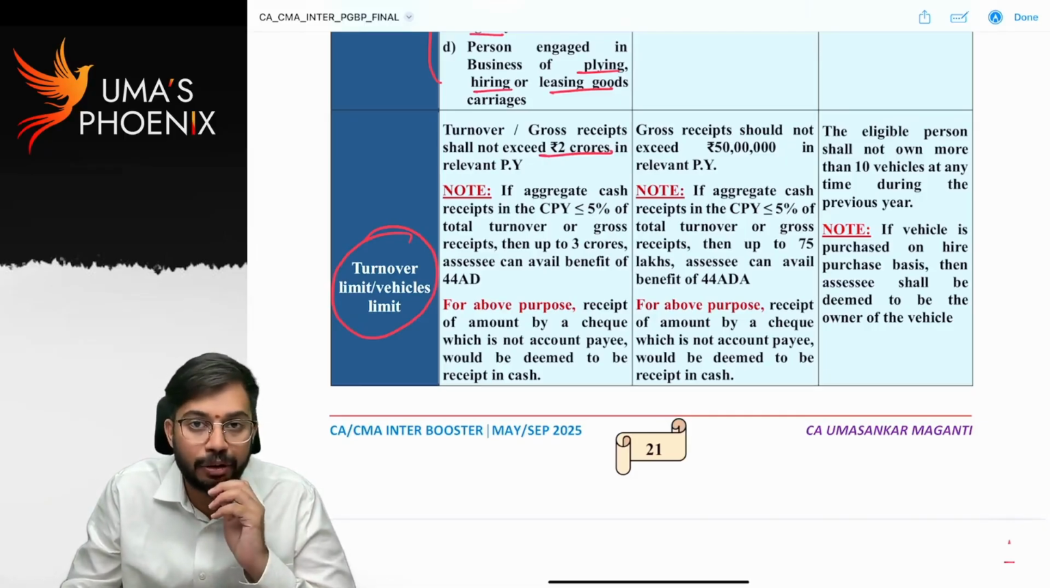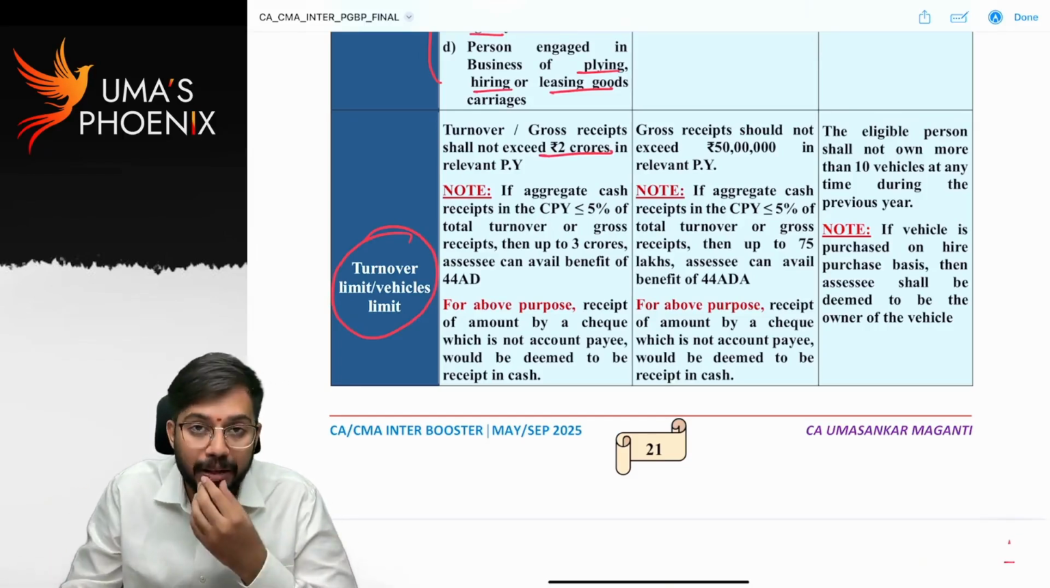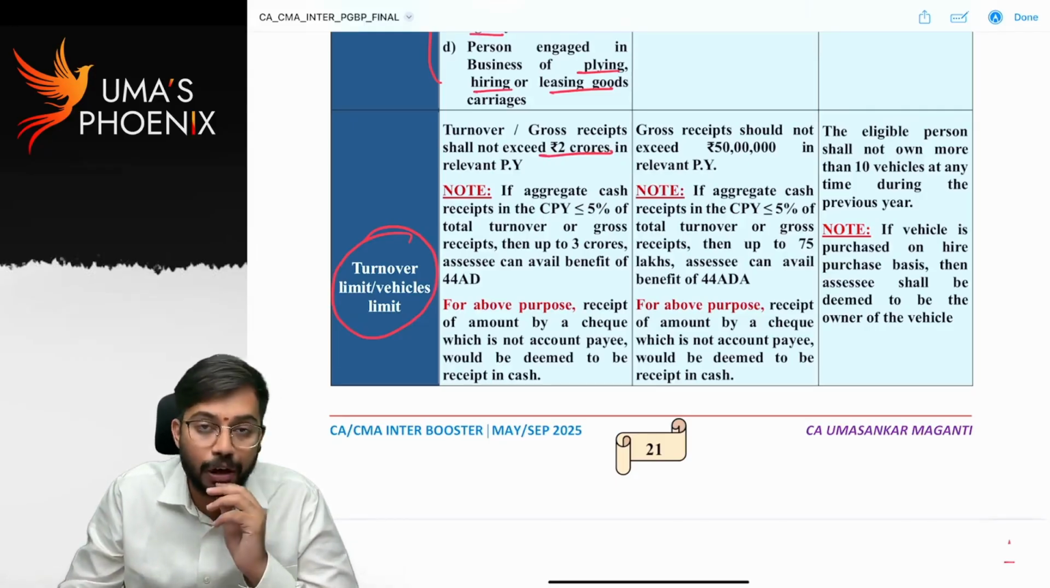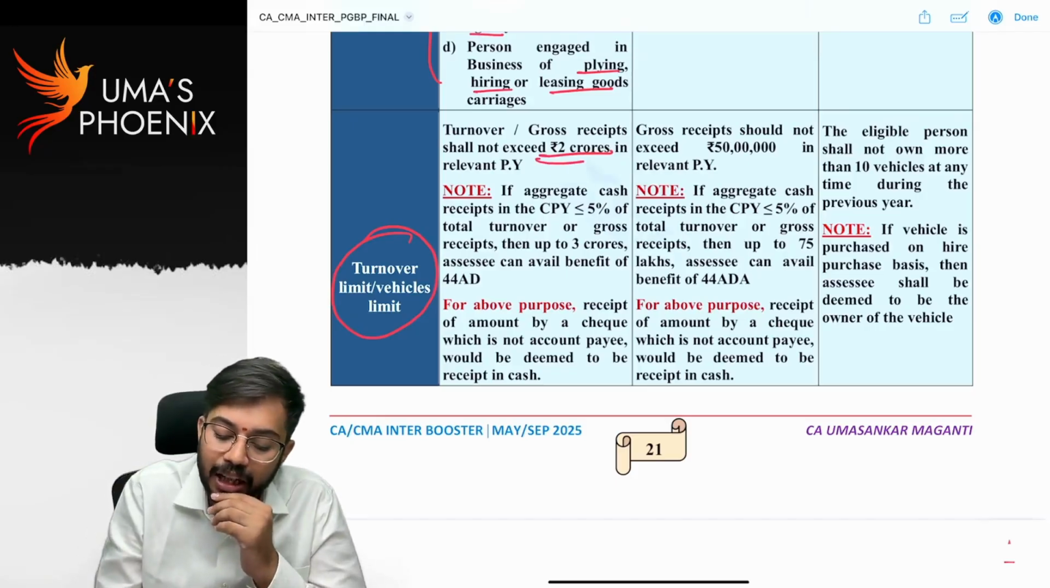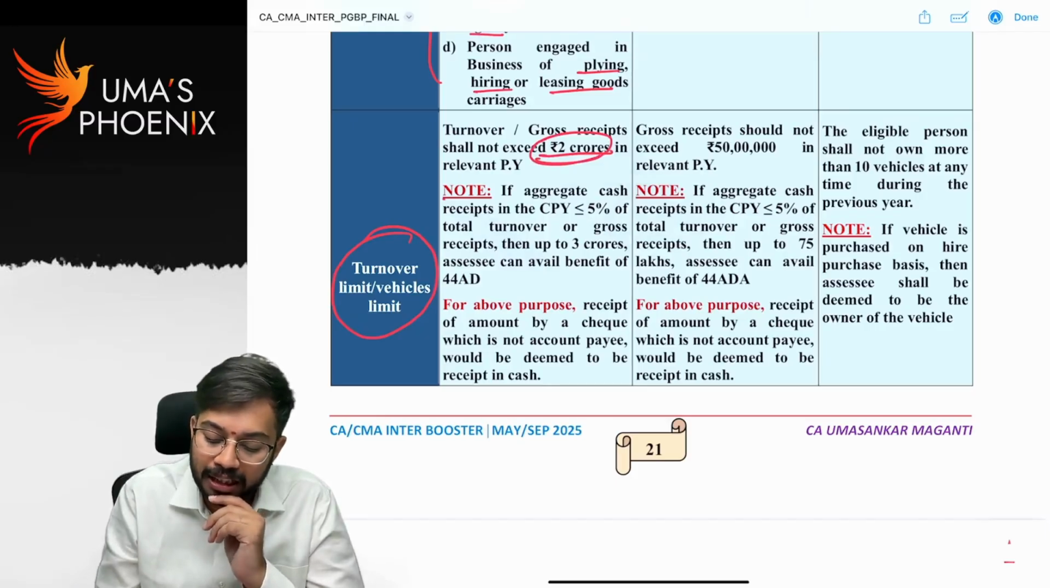Presumptive provisions are introduced. If their turnover is less than or equal to 2 crores, they are not required to maintain books of accounts. They are not required to get their books of accounts audited if they choose 44AD. But they can only choose 44AD if their turnover is less than or equal to 2 crores. There is one exception. What is that exception?